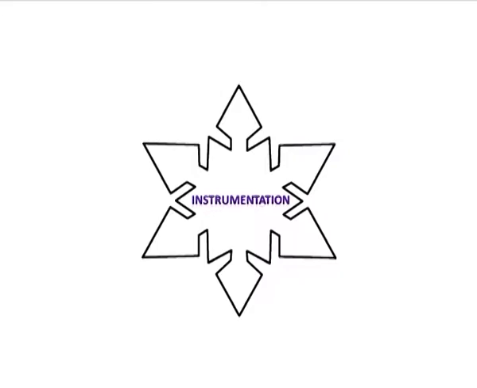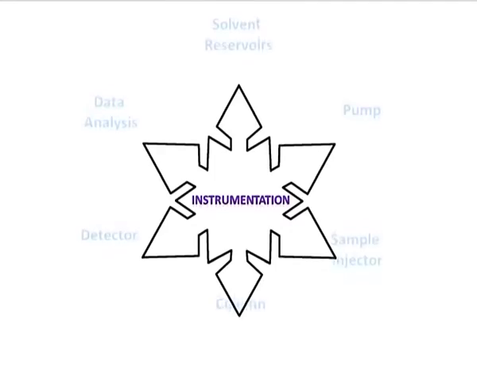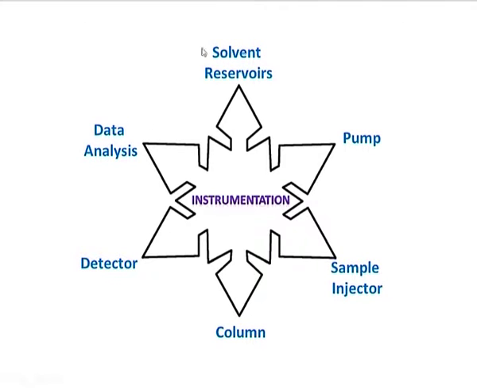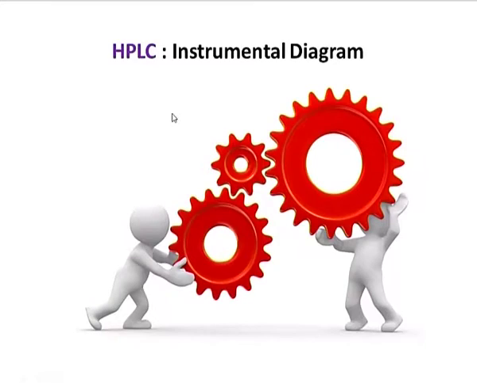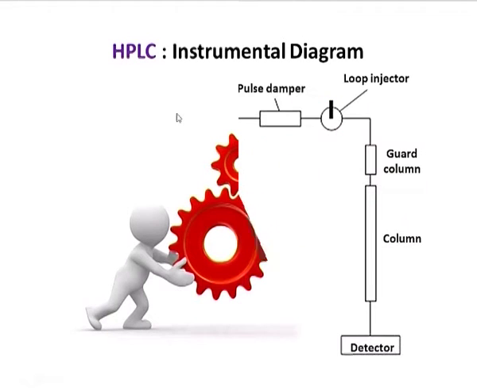Now, coming to the most important components of an HPLC, they are the following: a solvent reservoir, it has to have a pump, it should have a sample injector, and of course a column, and finally a detector which would be providing you the analysis in the form of a chromatogram. Let us look at this in another way in an instrumental diagram.